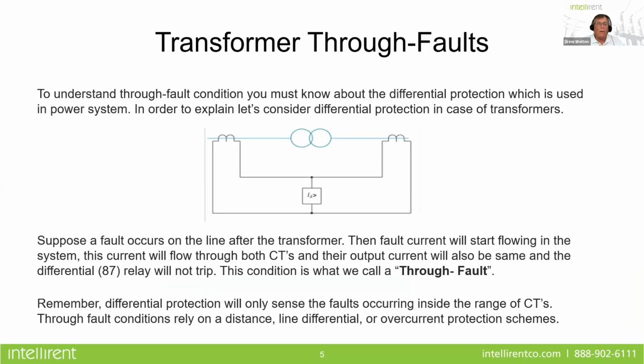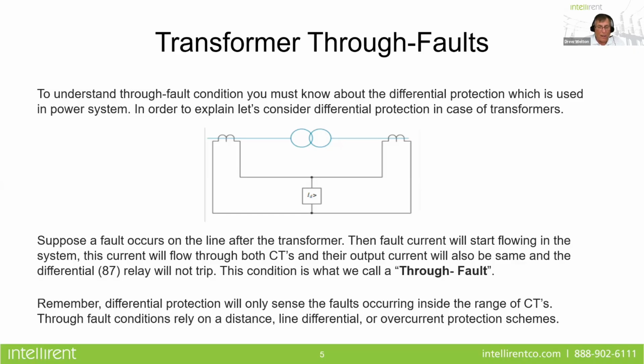So to understand a through fault, you have to know about differential protection and how it's used. You know, you have Kirchhoff's law where the current coming in equals the current going out. And if it doesn't, to a certain degree, that means that current is flowing into the fault, which means that your differential is going to recognize that there's a problem internal to the transformer.